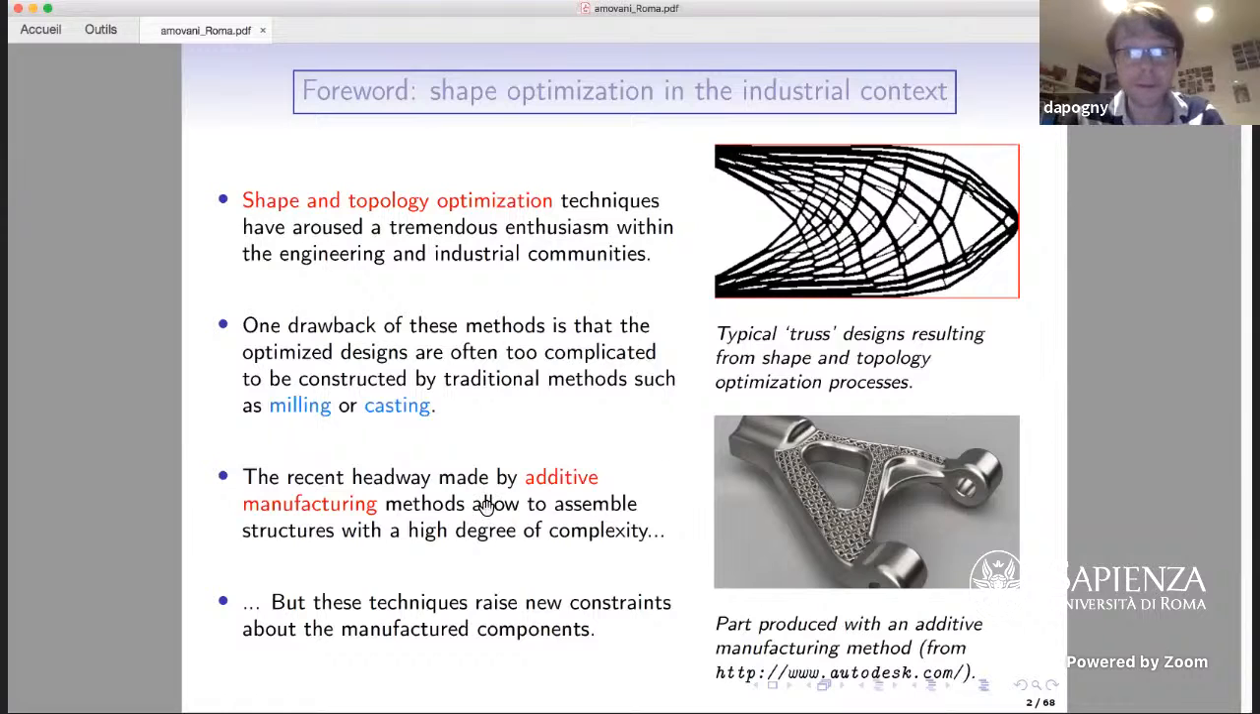But this is why there is so much hope in the recent additive manufacturing techniques, because they are alleged to be able to assemble shapes with an arbitrary level of complexity, such as the one that is printed here in metal. But this comes at the expense of new constraints, because these additive manufacturing techniques impose new constraints on the design that are processed, that should be modeled and incorporated into the design optimization process.